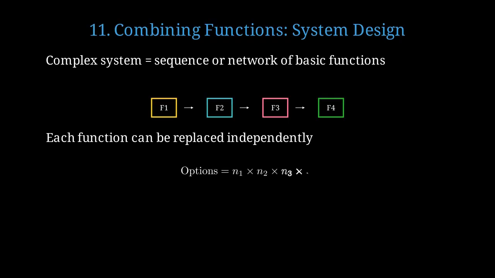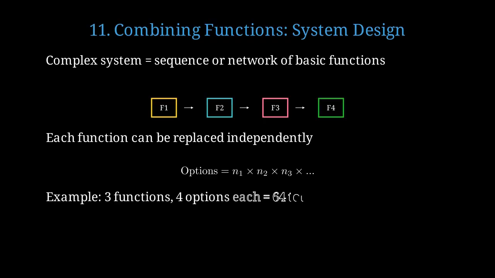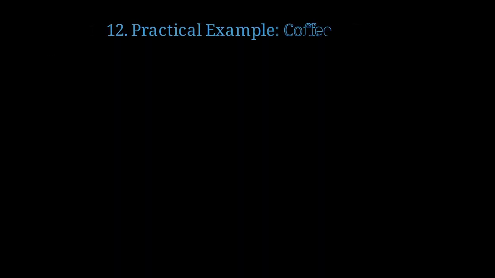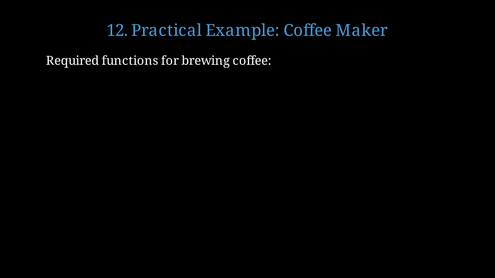If each function has multiple physical implementations, the total design space grows multiplicatively. With just 3 functions and 4 options for each, we already have 64 possible system designs to consider. Let us decompose an everyday device, a coffee maker, to see these principles in action. What are the essential functions required to brew coffee?